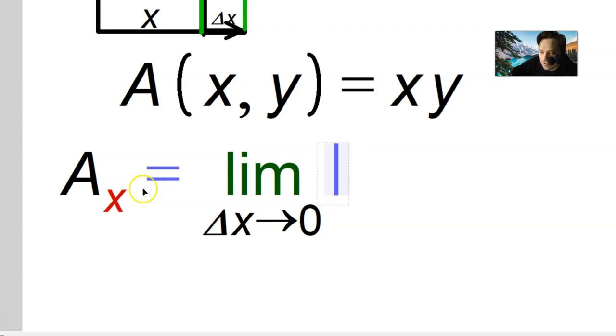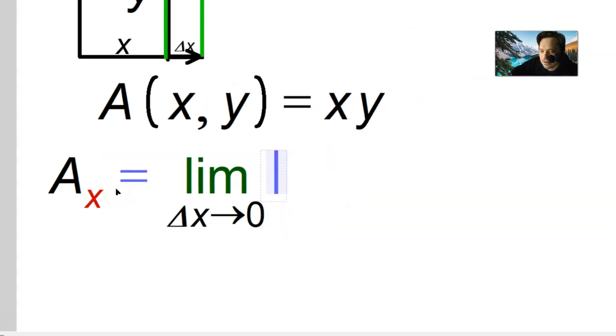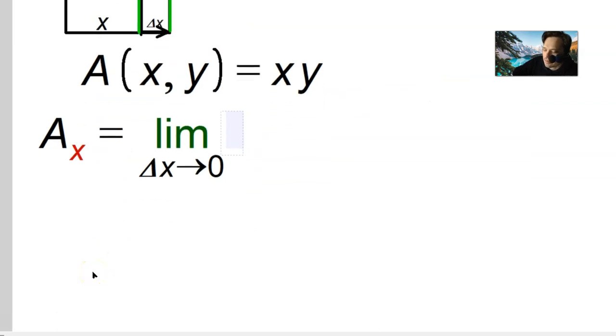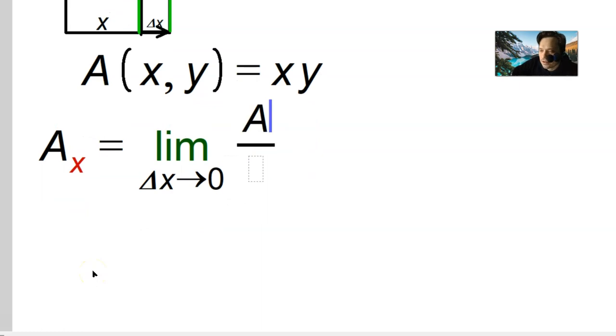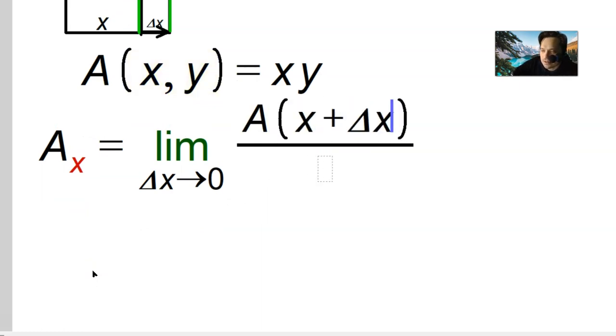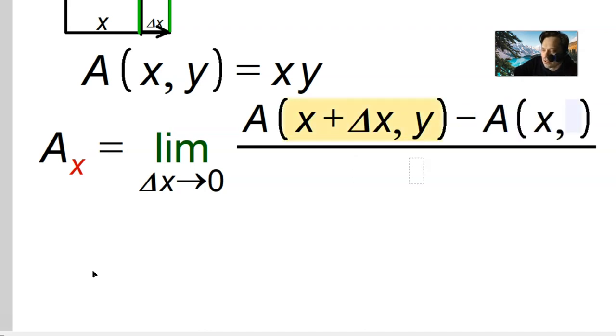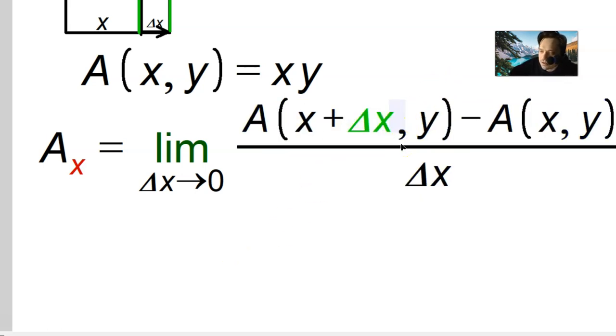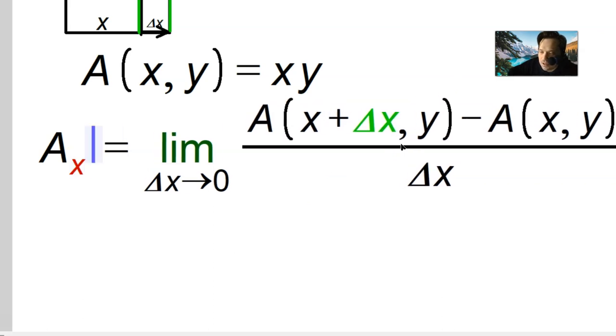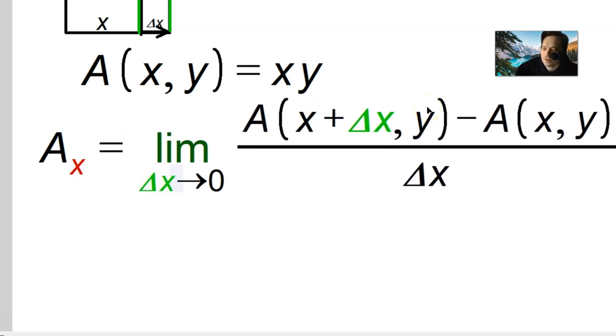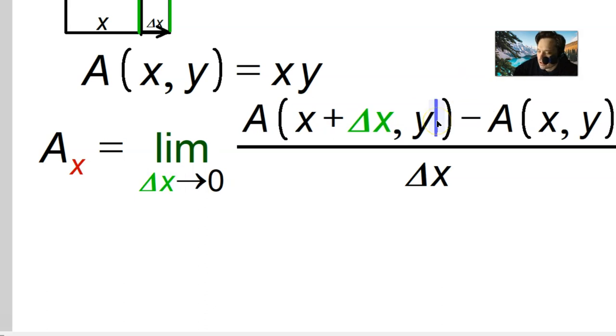I need to zoom out a little bit so I can see this properly. Okay, that's better. And I'm going to say up here A of x plus delta x, comma y, and I'm going to subtract A of x, y, and I'm going to divide this now by delta x. So that's the statement, really. The relevant part is, you see, this is green, so it's delta x here. Right here, you see, this is also delta x. The y, right here, I'm going to do in red.